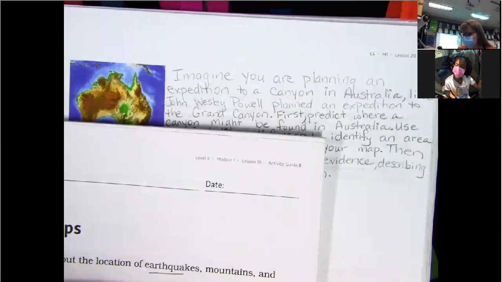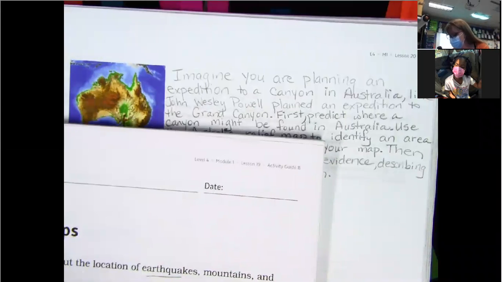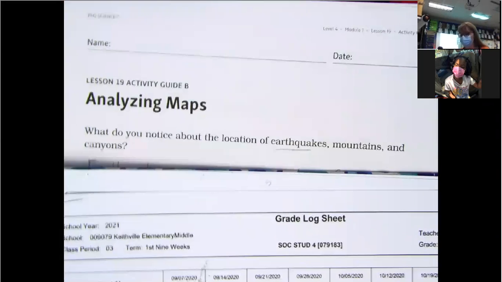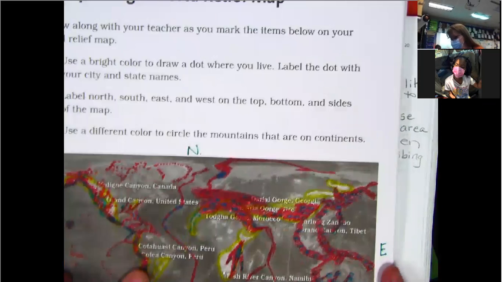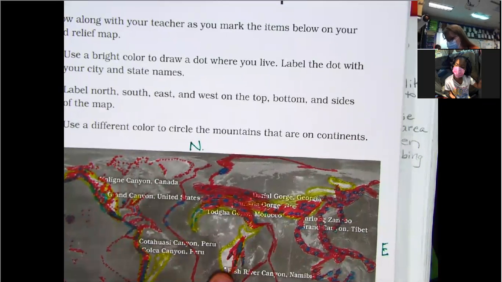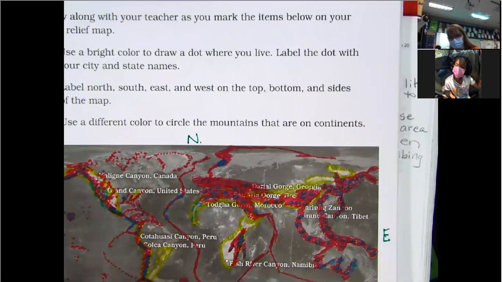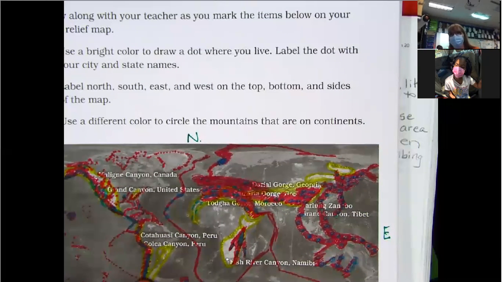Okay, so this question says, what do you notice about the location of earthquakes, mountains, and canyons? Right? That's what that top question asks. So that's asking us to go back to this map. So our mountains, where are they on your map? Most of them are on the east. Well, they're on the east coast of what? They're not on North Carolina only. This world has more than North Carolina. East coast of what?